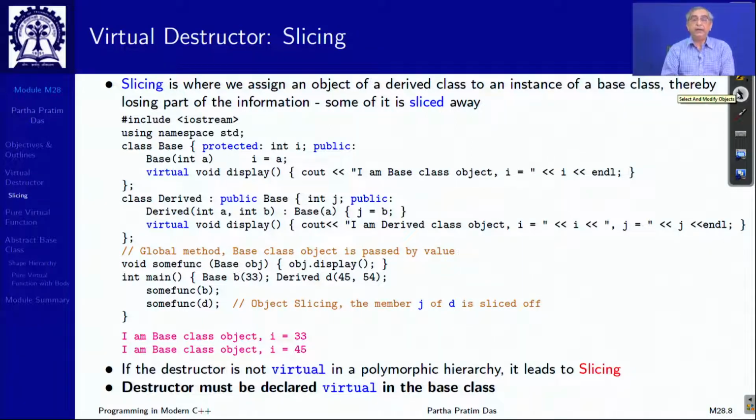Whenever you deal with a hierarchy, you will have to be very careful about this problem, make all functions properly virtual and pass them making sure that you do not have slicing coming in. So, if the destructor in a polymorphic hierarchy is not virtual, it leads to such slicing, so that the base part is destroyed, but the remaining part is not. So, the destructor must be virtual in the base class.